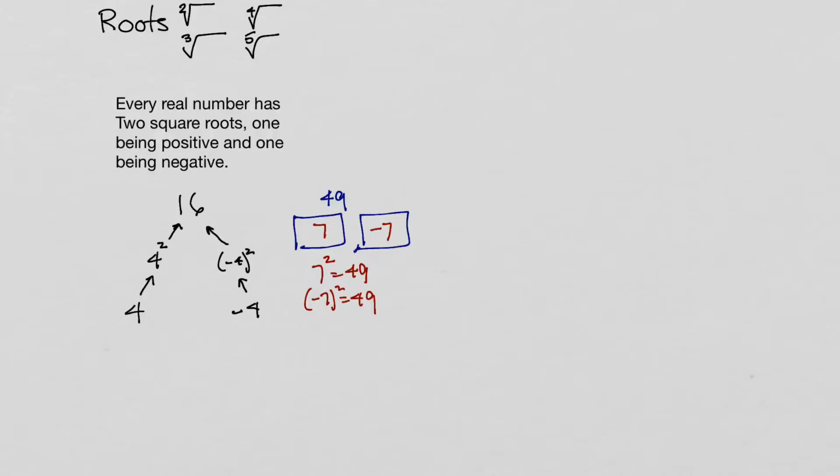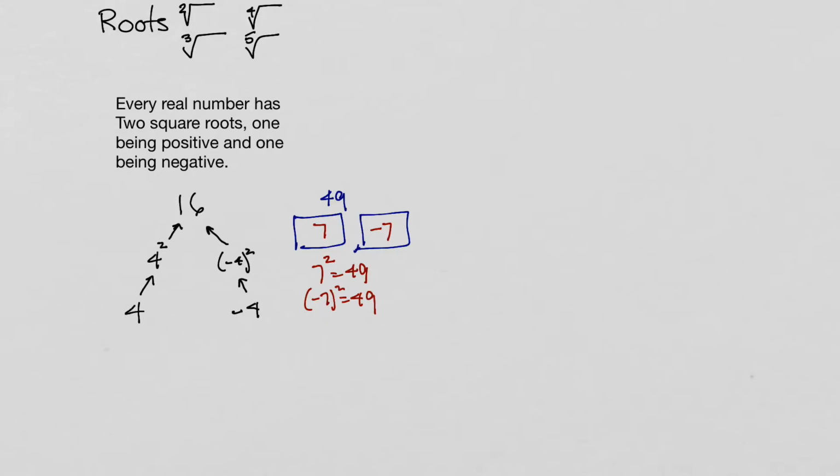Now, to indicate the positive square root, let's use 16 for an example. 16 we know has 2 square roots. It has negative 7, let's write it up here, negative 7 and 7. To indicate the positive root, to indicate this one here, we're going to put this symbol on the 16. So if we write this, that radical sign, that's going to indicate the positive 7. If I want to indicate the negative 7, I'm going to put a negative sign out in front of that. That's going to indicate the negative 7. So every real number has 2 square roots, one positive, one negative.